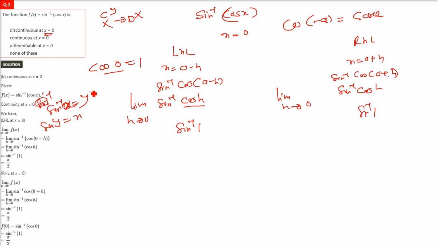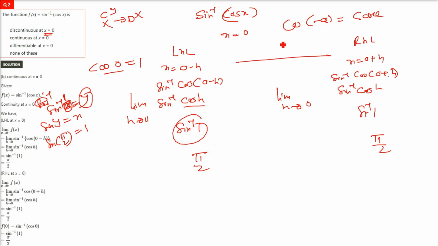What is the value of y so that sine of it will give you 1? It is pi by 2. Sine 90 is what? It is going to give you 1. So the answer is pi by 2. Now you will say 1 can come in many cases.